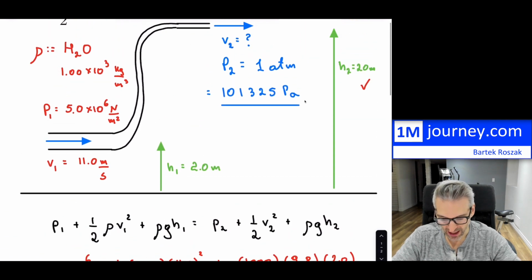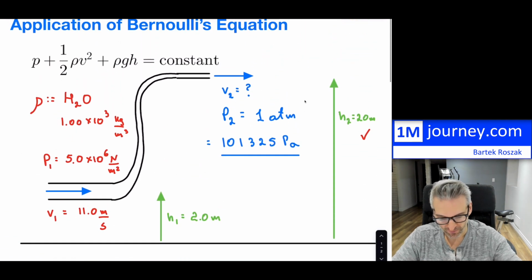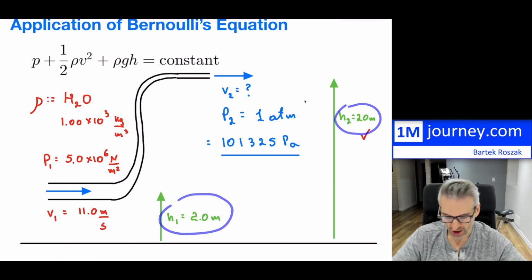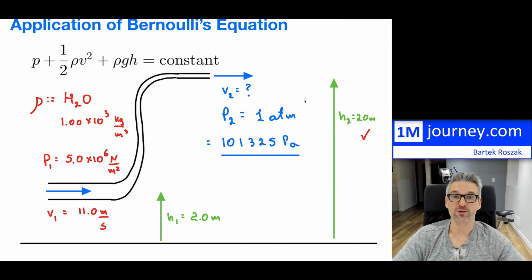So that's an application where the heights are now all of a sudden different. And if they are different, then we can no longer use Bernoulli's principle. We have to use the full Bernoulli's equation in order to solve it.